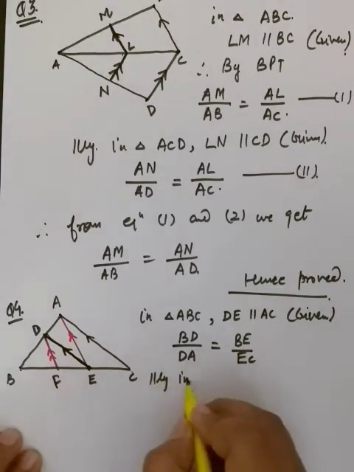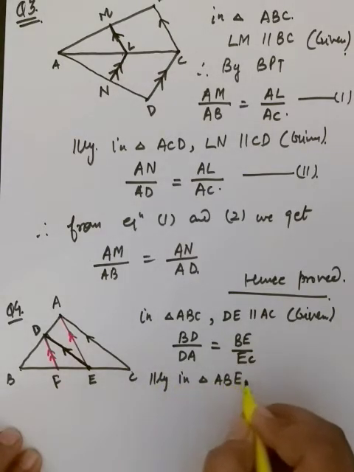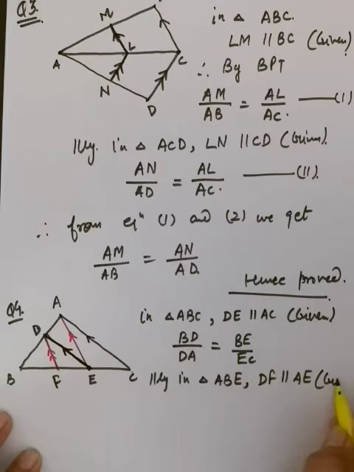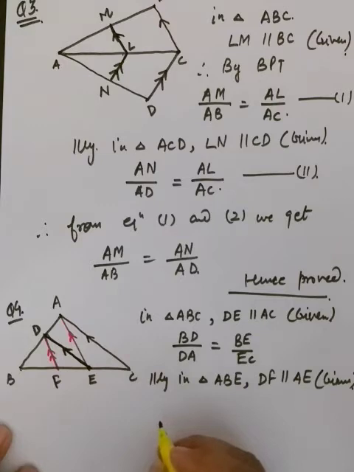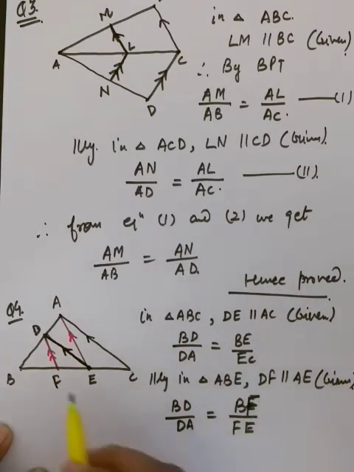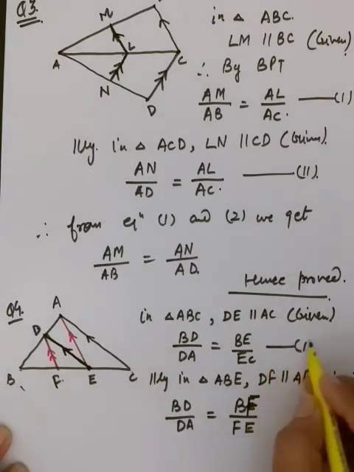Similarly, in triangle ABE, DF is parallel to AE. Again this is given. Now write down the ratio. BD by DA is equal to BE by FE. Sorry, BF. BF by FE.